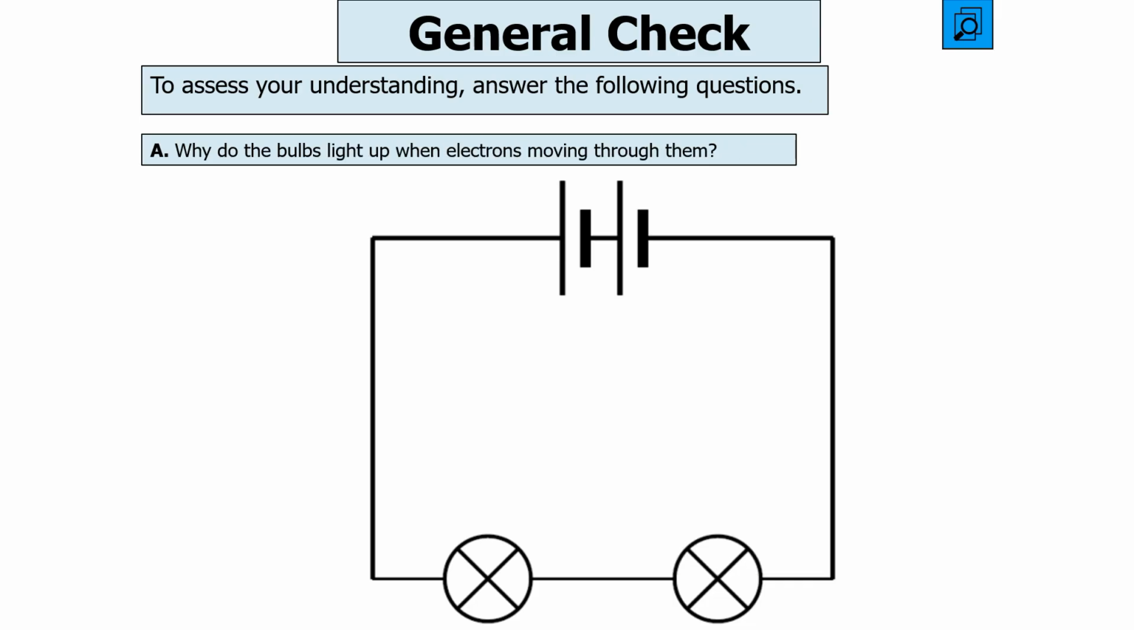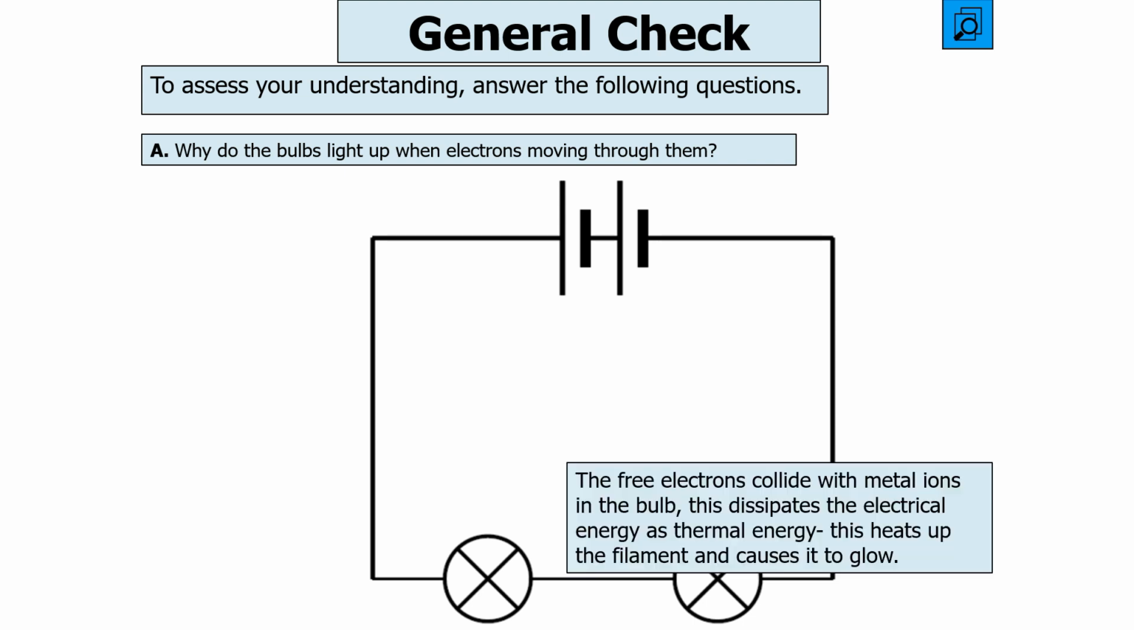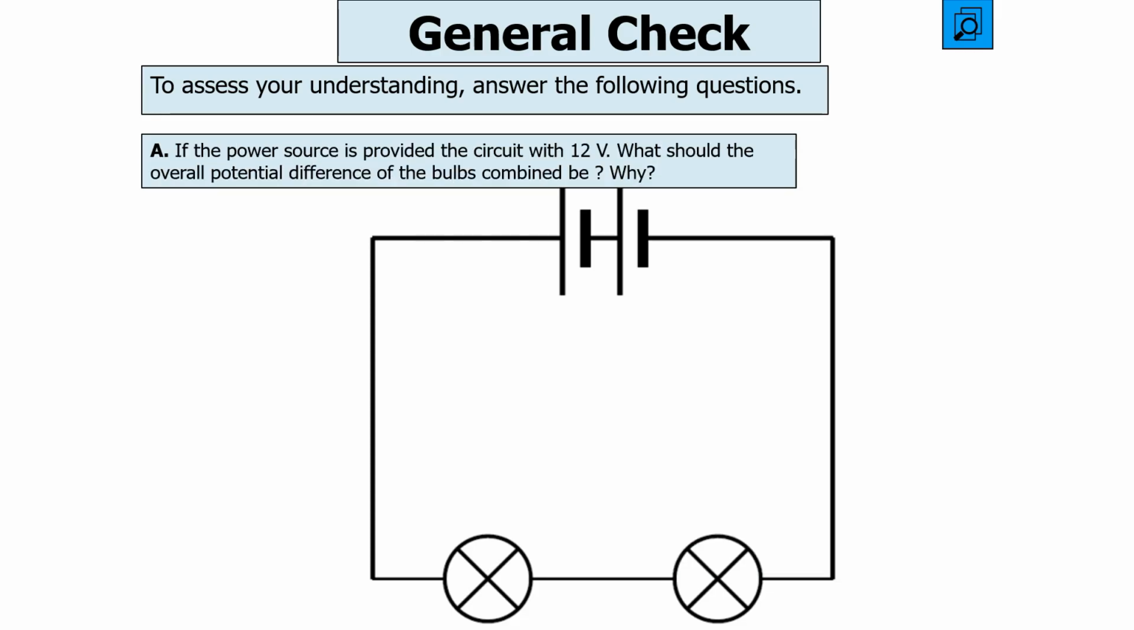The next question says, why do the bulbs light up when electrons move through them? Pause the video now and unpause the video when you want to go through your answer. So the free electrons will collide with the metal ions in the bulb. This dissipates the electrical energy as thermal energy and this heats up the filament, causing it to glow. The next question says, if the power source provides the circuit with 12 volts, what should the overall potential difference of the bulbs combined be and why?